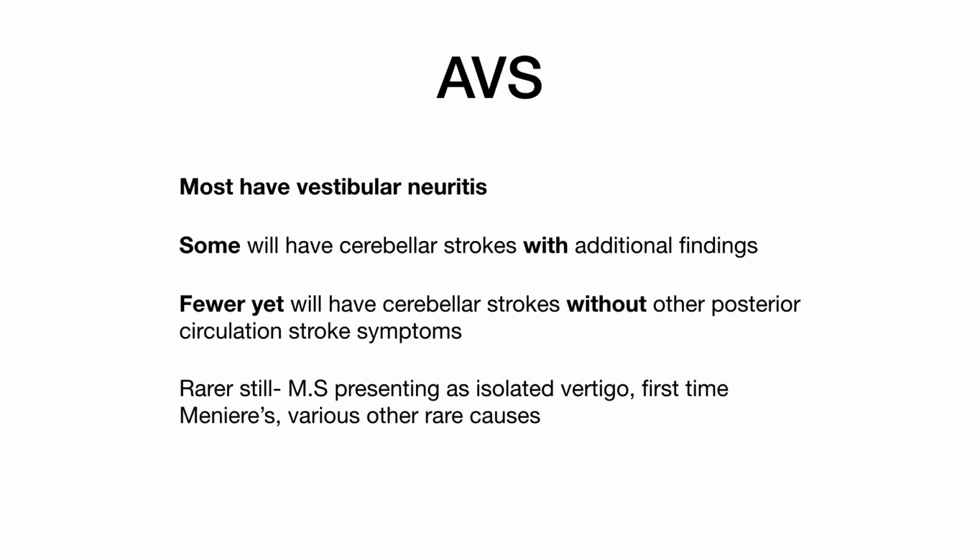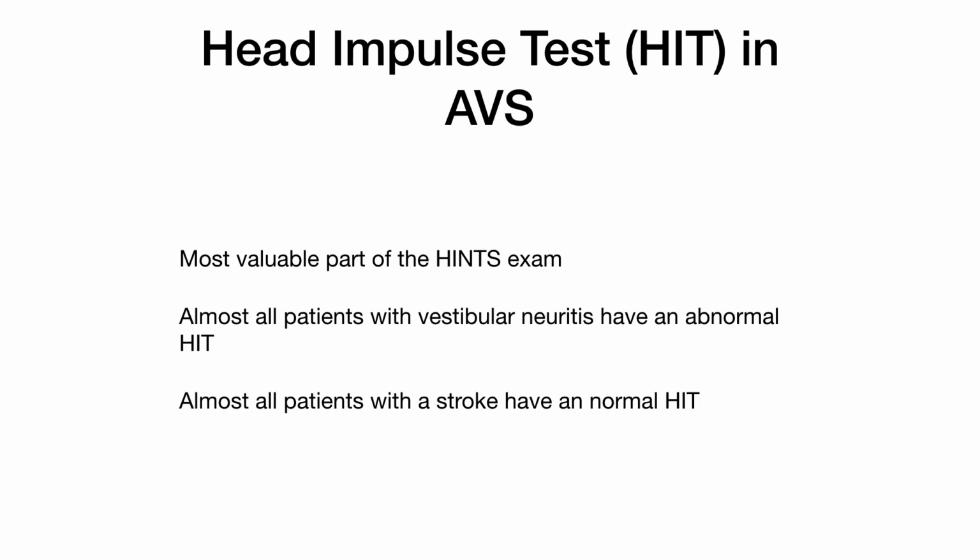I've already said that the head impulse test is a powerful physical examination technique and the most valuable part of the HINTS exam. Why is that? It's because almost all patients with vestibular neuritis have an abnormal head impulse test, and almost all patients with a stroke have a normal head impulse test. I used almost because if it were everyone, we'd only need one test in acute vestibular syndrome, and instead we need other components to make it more sensitive to pick up stroke.